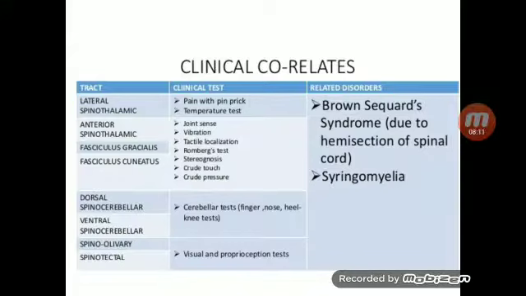Now important one. In this table, clinical tests are given to check the ascending tracts. So for the spinothalamic tract, pain with pinprick and temperature test. For the lateral spinothalamic tract, and for the anterior spinothalamic tract and dorsal column medial lemniscus system, joint sense, vibration with a tuning fork, tactile localization, Romberg's test, stereognosis and crude touch and crude pressure. For dorsal and ventral spinocerebellar tract, finger nose test and heel knee shin test. Spino-olivary and spinotectal tracts, visual and proprioception.